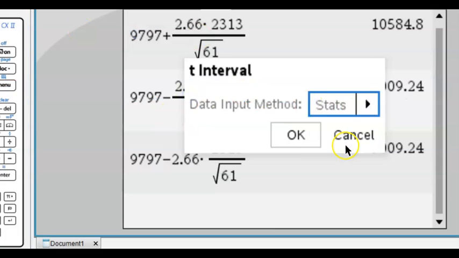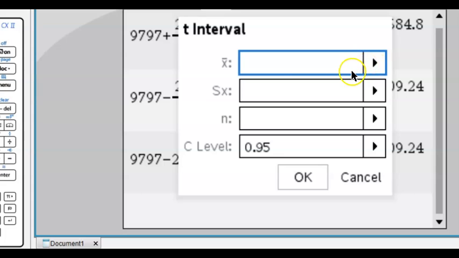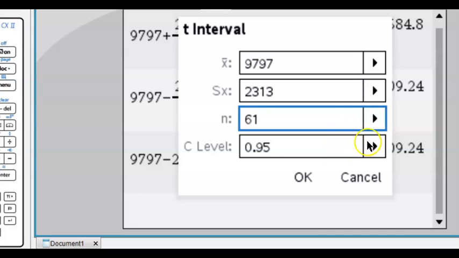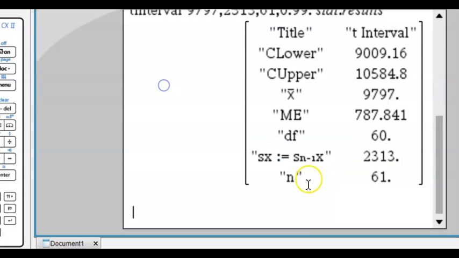We have stats to work with, statistics, not the raw data. So x bar, the sample mean, was 9797. The sample standard deviation was 2313 and n was 61. And a key thing to remember is we're using a 99% confidence level, not a 95. So make sure you change that.